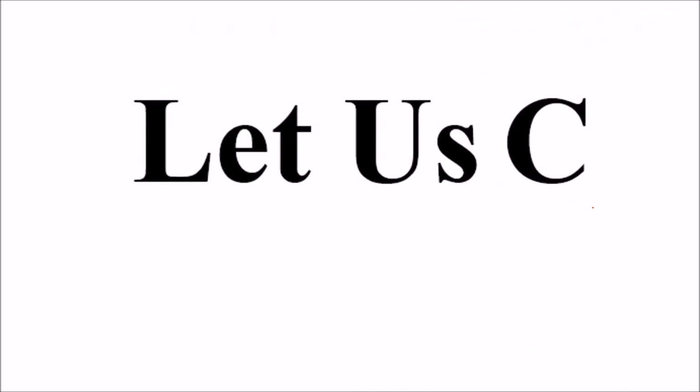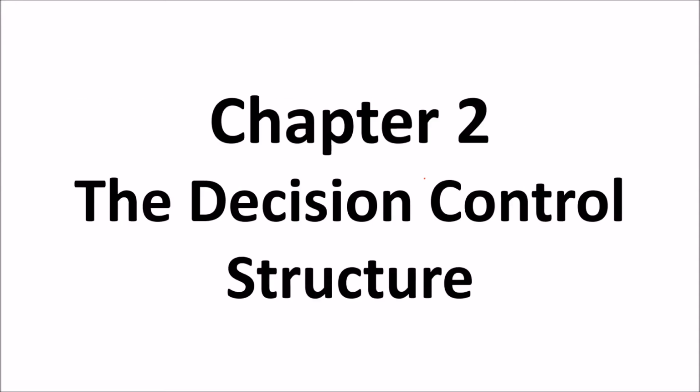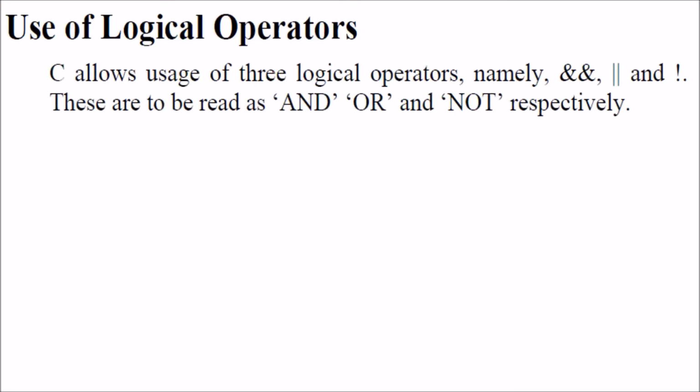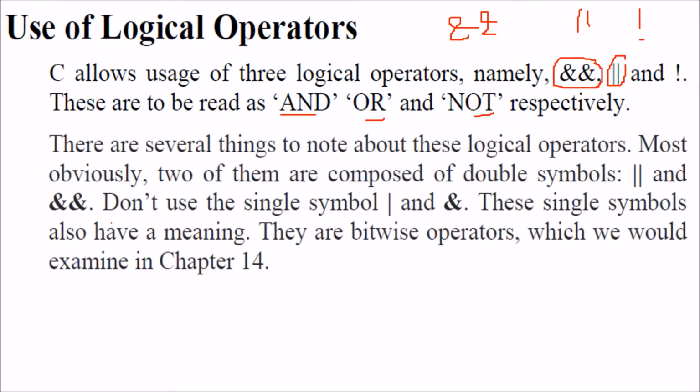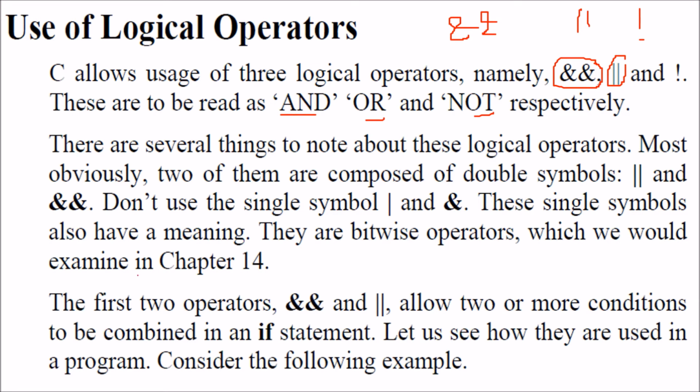We are discussing Let Us C programming, and this is chapter number 2, the decision control structure. Use of logical operators. We have 3 logical operators in C, which is AND, given by two ampersands, then we have OR, and this is NOT. So AND, OR, NOT, these are 3 logical operators, and what they do we'll just see in a bit.